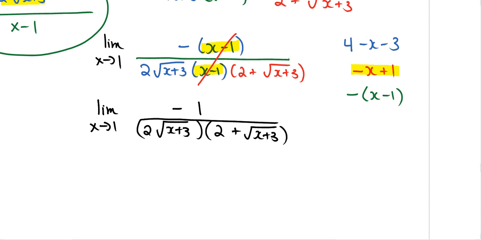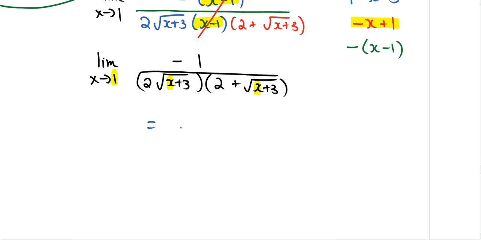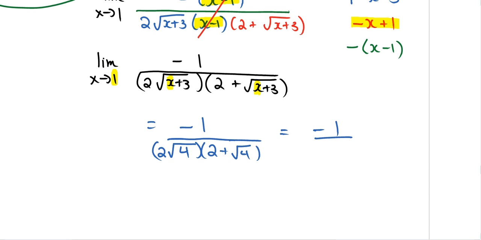Okay. Alright, so now that I've done all that, now that I've simplified the problem as much as possible, I can use a direct substitution step here. So the limit is approaching 1, so whenever you see an x, just replace those x's with a 1. So my final answer here would be negative 1 divided by 2 times 4 times 2 plus 4. And that will give me negative 1 over 2 times 2 is 4. 2 plus root 4 is 2, so 2 plus 2 is 4. So my final answer here will be negative 1 over 16.